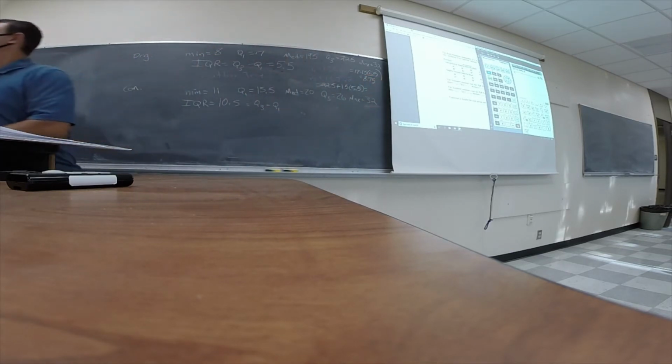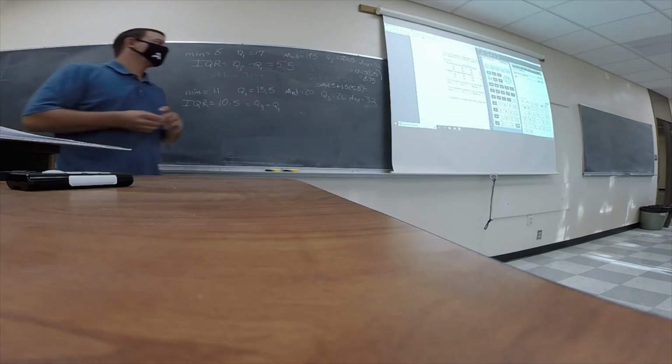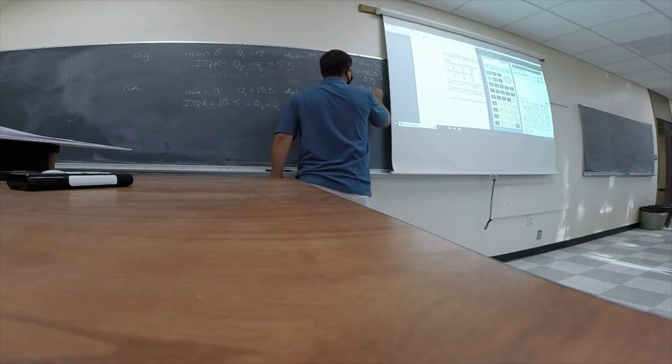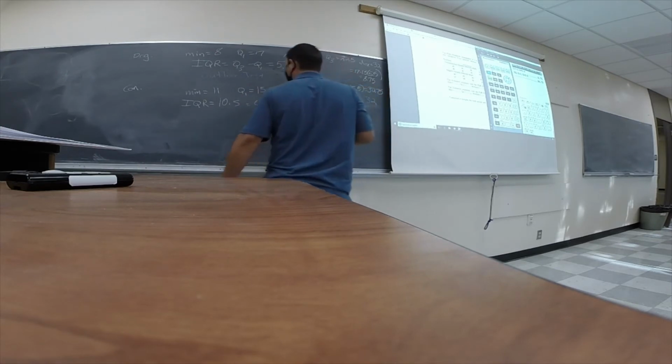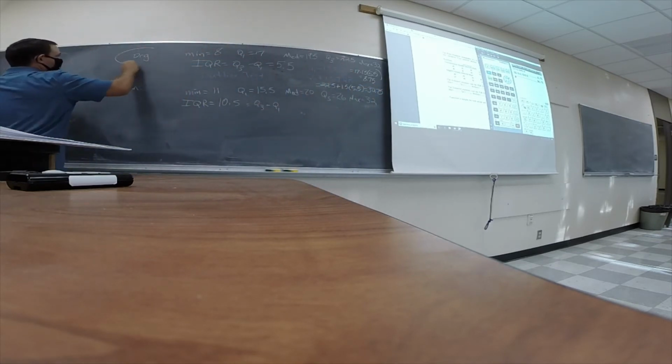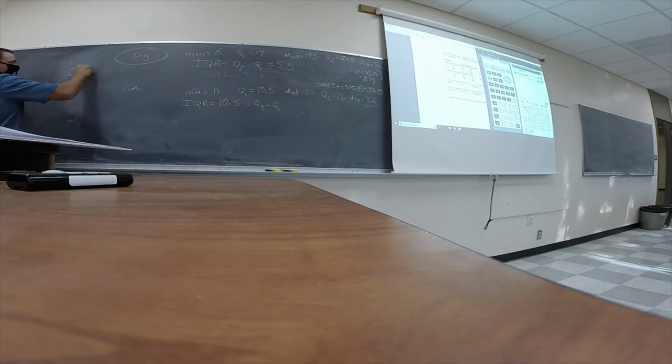All right. We'll do the other one, which is 22.5 plus 1.5 times 5.5. It gives me 30.75. Okay. So for organic, do we have any outliers?